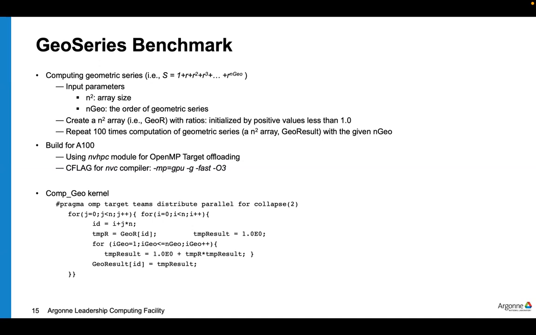So we can use the NVHPC compiler. Another option is the Clang compiler, which can also enable GPU offloading with OpenMP target offloading. So that can be one choice.